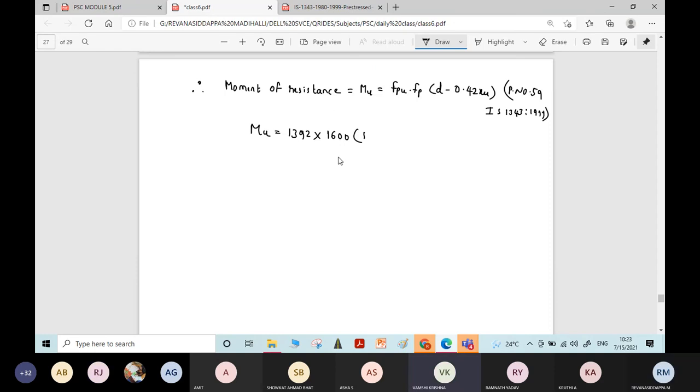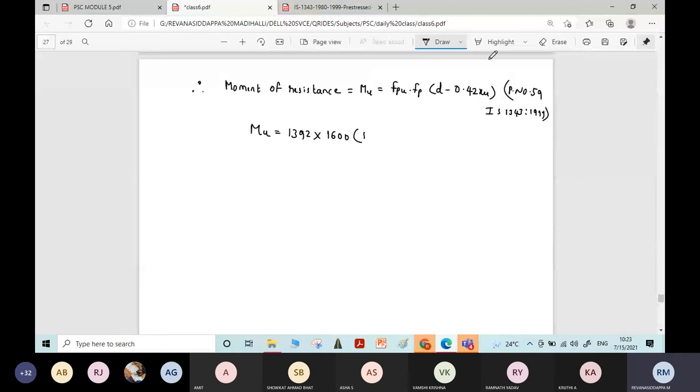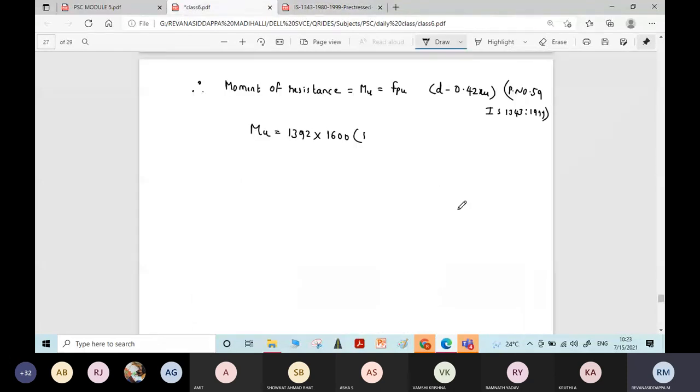260. Sir, the AP is not, sir. Yes? The FP, notes, sir, AP, sir. AP, okay. Just a minute, I'll check. AP only, it is. I'll change it now. While writing, the mistake has happened. Okay, AP only, AP into AP into D minus 0.4 XU.